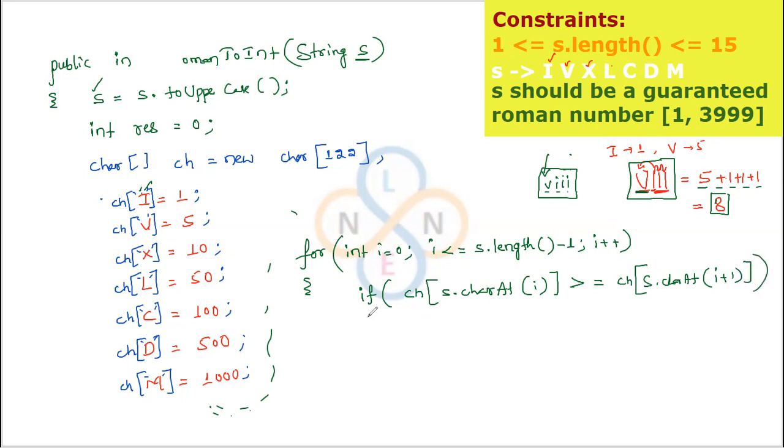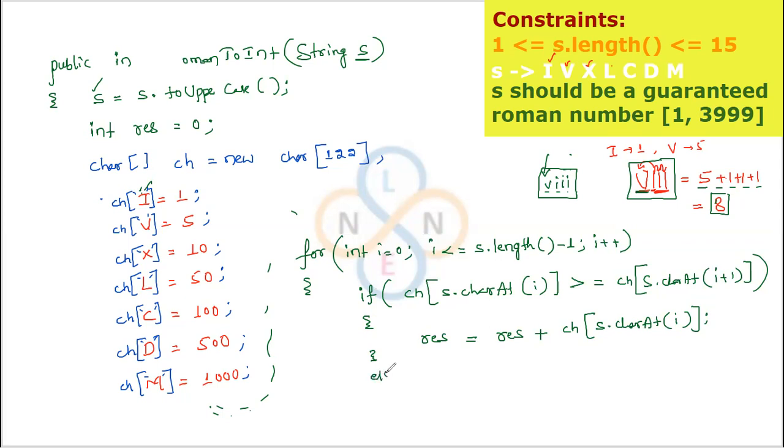If this condition is true, what are we supposed to do? To the existing result, we have to add the corresponding character's value, ch of i only here, correct? Then this result has to be stored back in the result variable. That's the purpose of the if. It's only one line of code. We can use curly braces to open and close it, or without them we can also write it as a one-line statement.